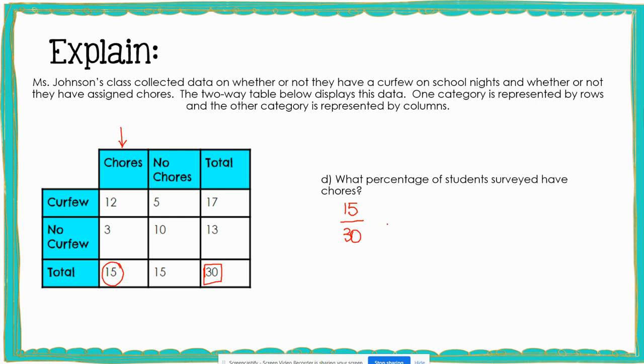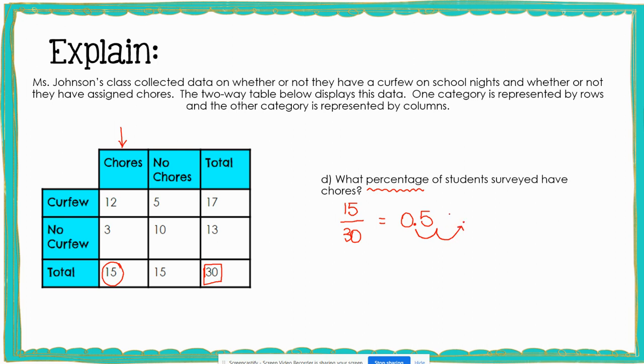Now, all you have to do at this point is put this in your calculator as 15 divided by 30, because we know that a fraction bar always tells us to divide. If we do 15 divided by 30, we get 0.5. Now remember, that is just the decimal, but this question asks for the percent. To change from a decimal to a percent, all you have to do is move your decimal 2 places to the right. So I would move my decimal right here.